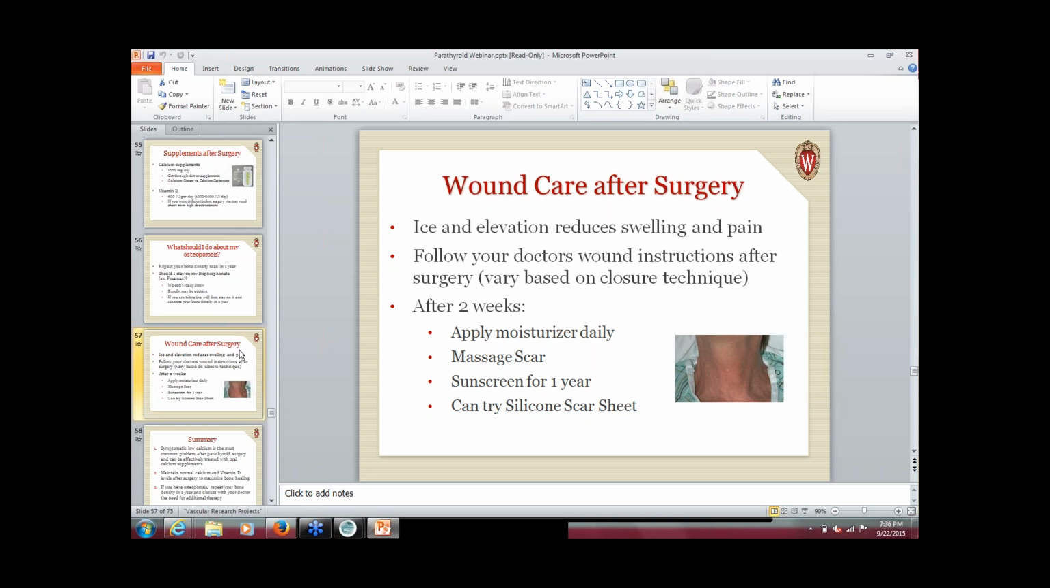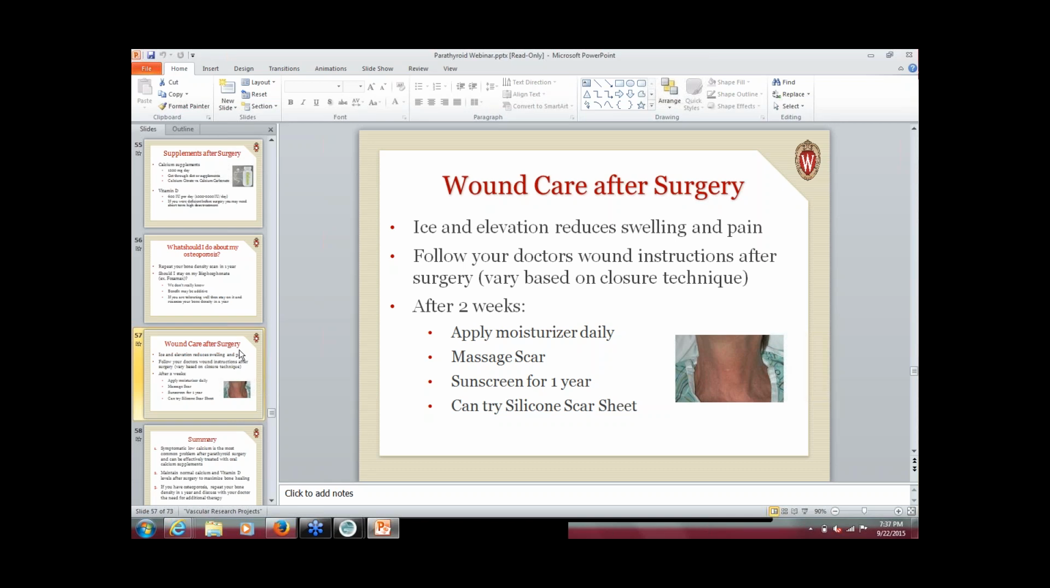For some patients, they're prone to forming keloids or they'll have reddened, raised scars. And if that process is happening, one of the things that has been shown to help reduce that or improve scar outcomes is something called the silicone scar sheet. And those you can get at the pharmacy just over the counter.